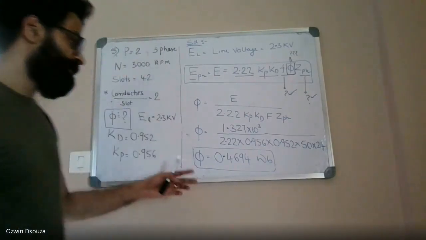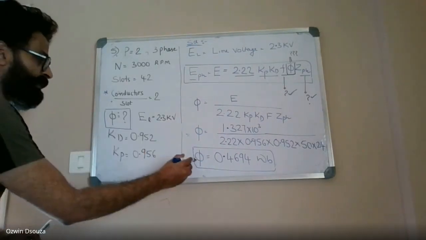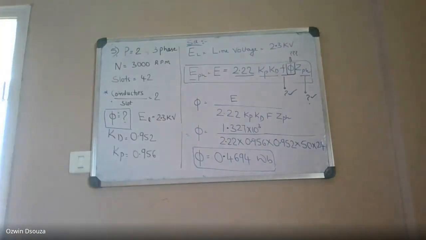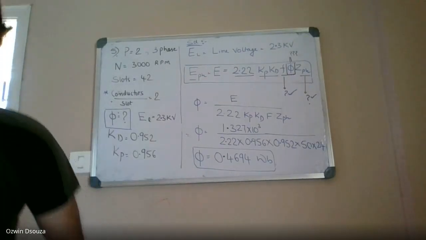So this was a slightly different problem from the rest of the lot which we solved the other day, right? This is what we were supposed to find, and this is the value of flux. All right. So that's your problem number 5 in alternators.